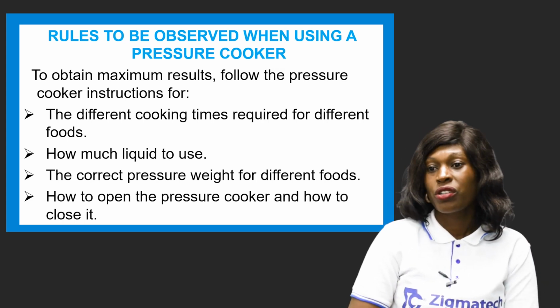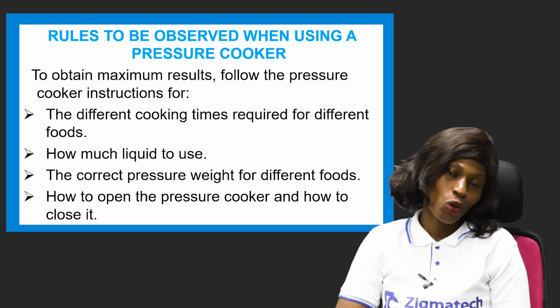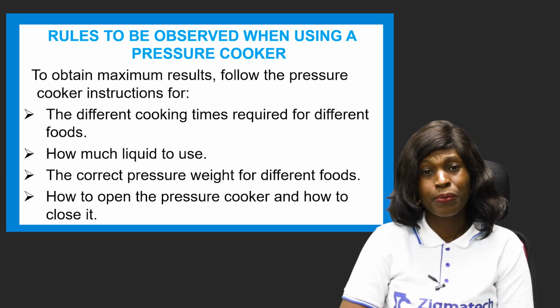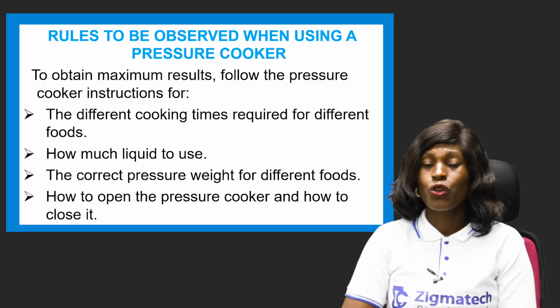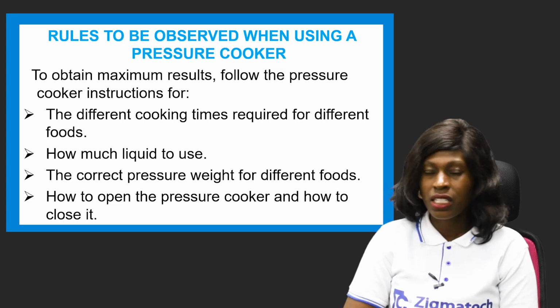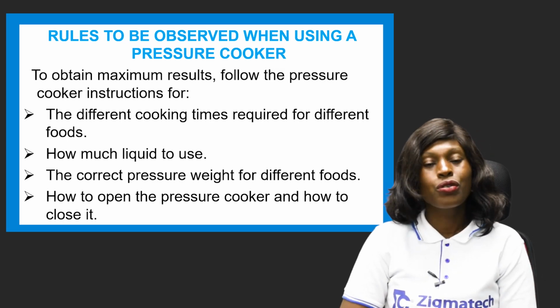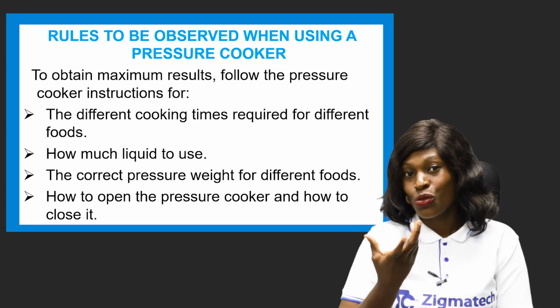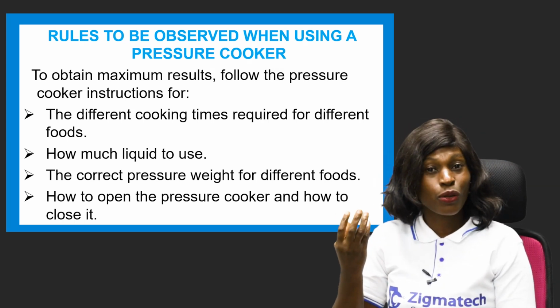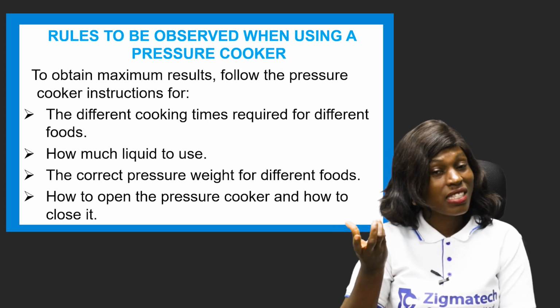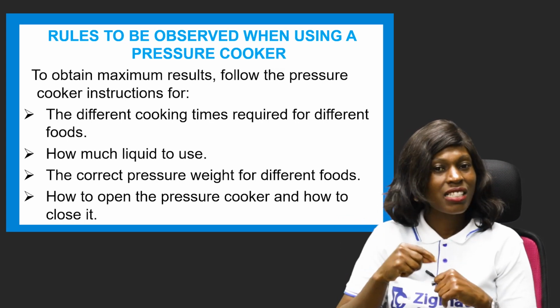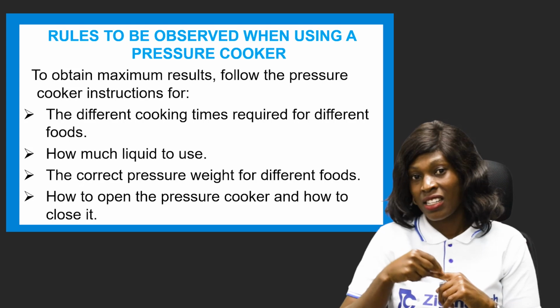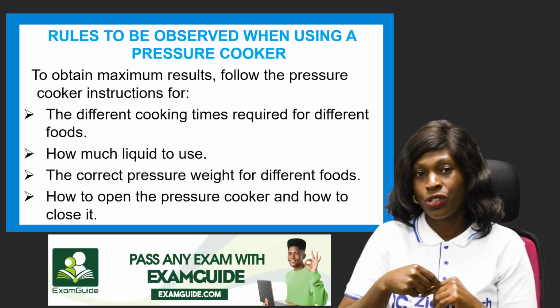Then, how to open the pressure cooker and how to close it. This is very, very important. If you're not careful with this, you can actually get yourself burnt. So you have to be very careful. And then the accidents we talked about can be a result of liquid steam; you could get scalded as part of the accidents that can occur when you use your pressure cooker.